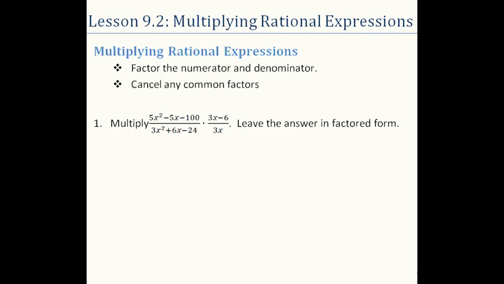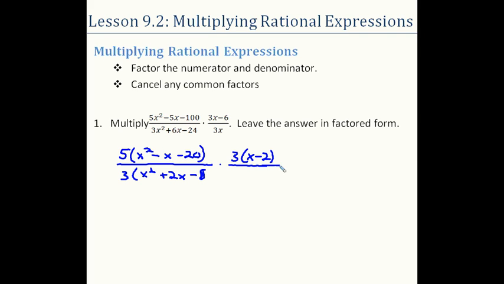So this first one, we can factor out a 5 in the numerator, so that will leave us with x squared minus x minus 20. In this first denominator, we can factor out a 3. That leaves us with x squared plus 2x minus 8. And then in the second fraction, we can factor out a 3. That leaves us with x minus 2. And the denominator can't be factored, it's just 3 times x.